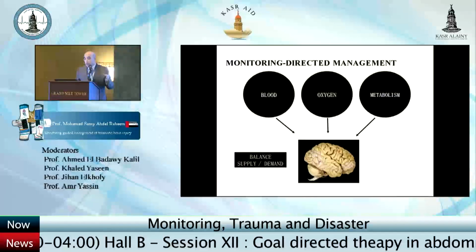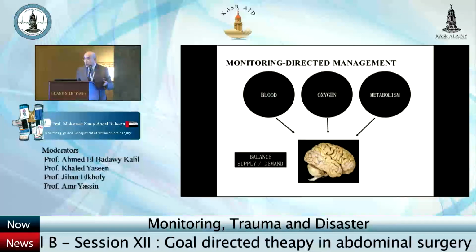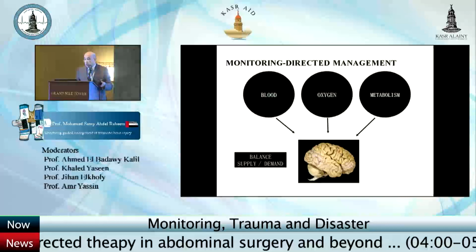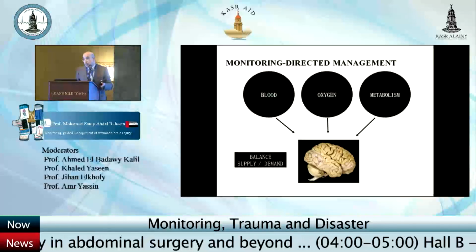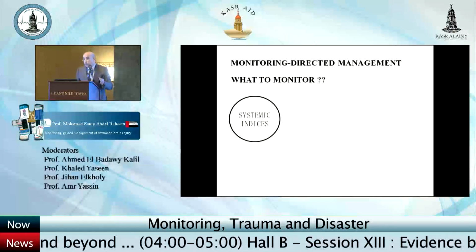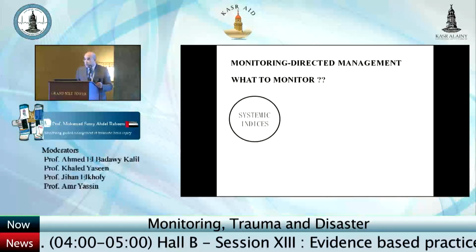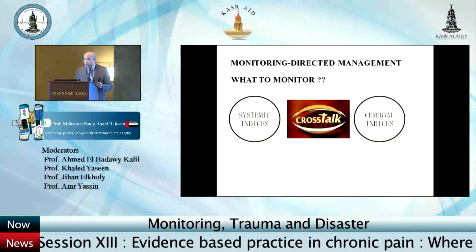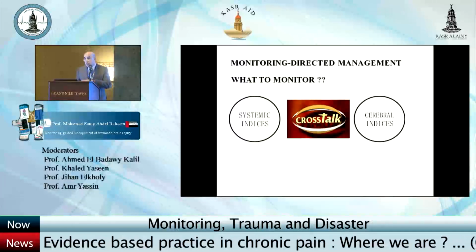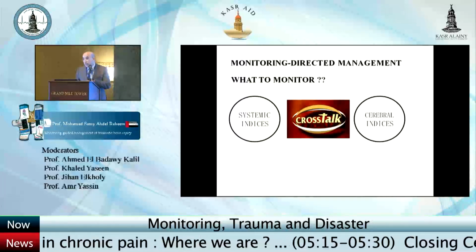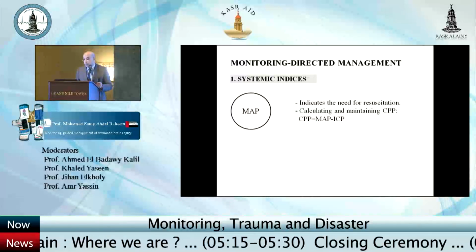If we look at the brain, it needs simply blood, oxygen, and an intact metabolic engine, and the supply and demand ratio should be matching, or there is coupling. So what to monitor then? We have systemic indices to monitor, and we have cerebral indices to monitor. We'll start with the systemic indices. In fact, there is crosstalk between both, so systemic indices can affect the cerebral indices and vice versa.